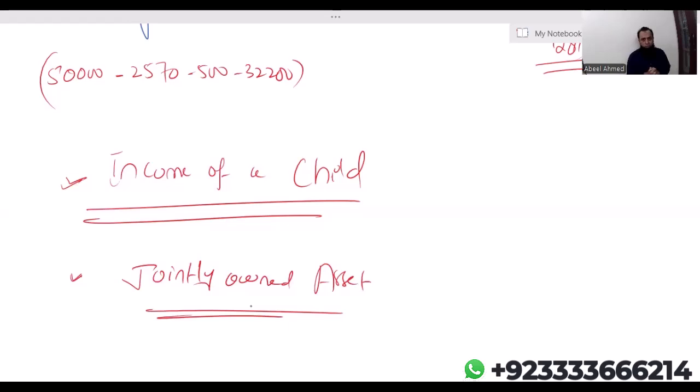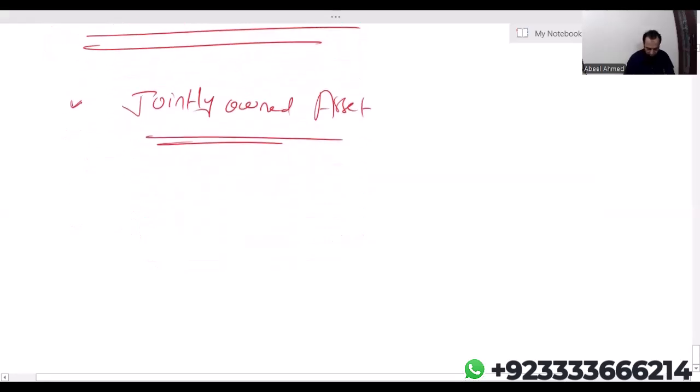You are solving a question. Income is coming from a jointly owned asset. It will be split 50-50% unless it is mentioned in the question that both of them have jointly elected for actual ownership. They have informed HMRC. They have declared their actual ownership to the HMRC. Only in that case, income will be split in the proportion of actual ownership. Otherwise, it is always 50-50.